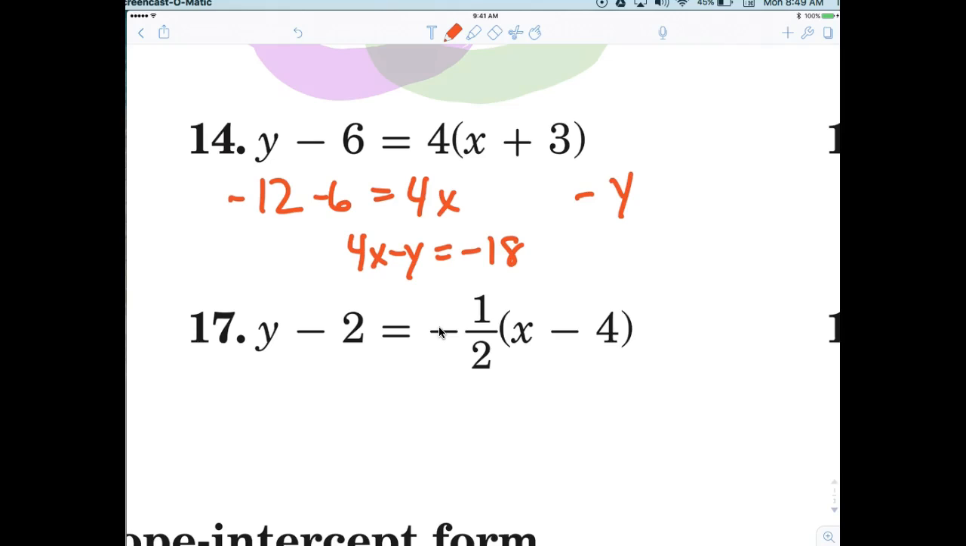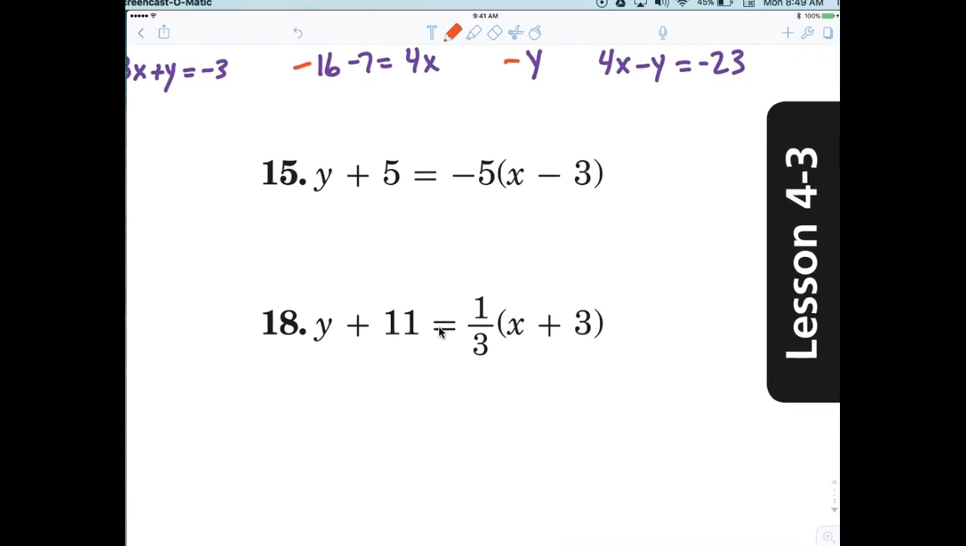All right, you got to be careful. Be careful with the positives and negatives. That's the biggest mistake. All right, here we go. 15, distributing a negative. So y plus 5 equals negative 5x plus 15.